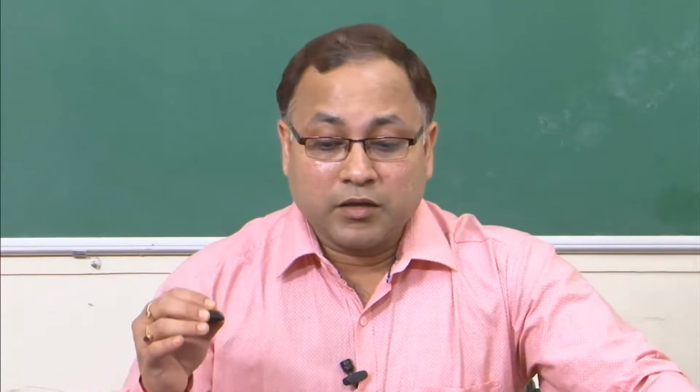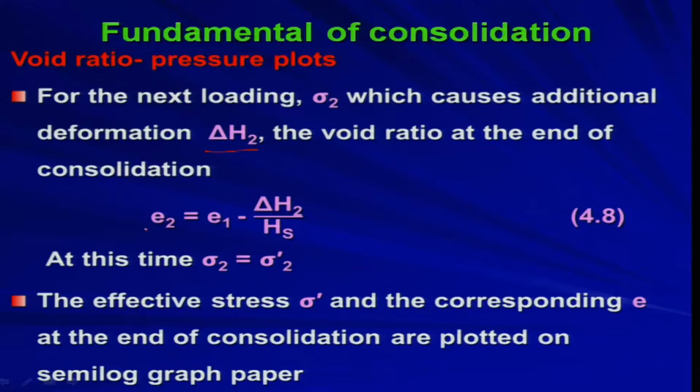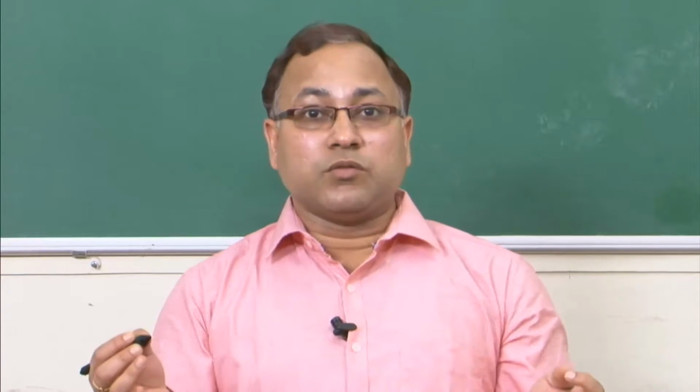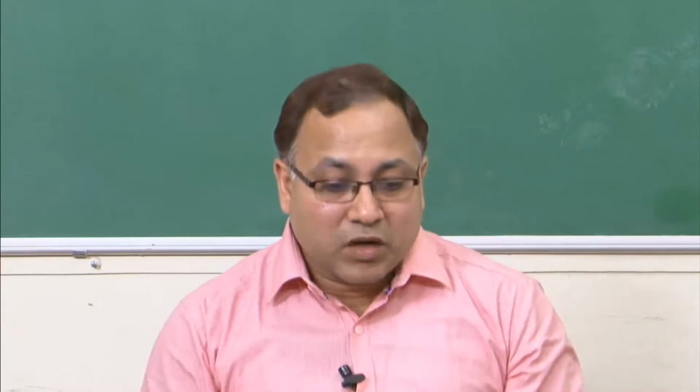So, the void ratio at the end of consolidation will be e2, which is nothing but the initial void ratio before starting the second cycle, e1, minus delta H2 by Hs, that is delta e2. So, e2 is equal to e1 minus delta H2 by Hs. Now, at this time sigma 2 equals sigma 2 prime, it is obvious. We are considering the end of consolidation, that means the total stress is converted to effective stress and the pore water pressure is equal to 0 because of the draining out of the water.